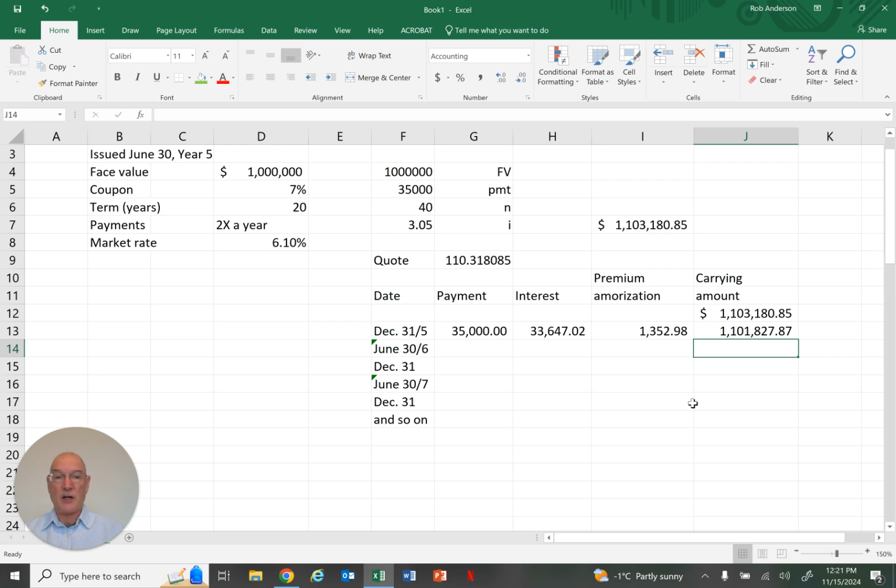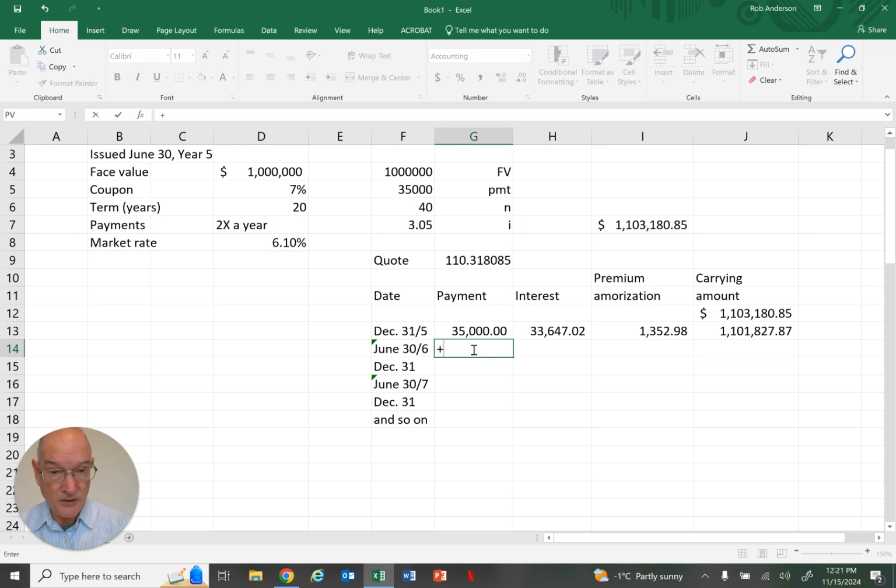1,101,827. Now notice that as the carrying amount goes down, carrying amount times 3.05% is going to get lower and lower and lower. This is the effective interest method. Our interest is not 33,647 every time. It changes and it gets lower and lower and lower as the bond gets closer to the $1 million repayment amount. So I have to do this.